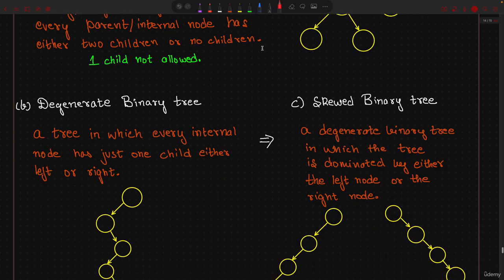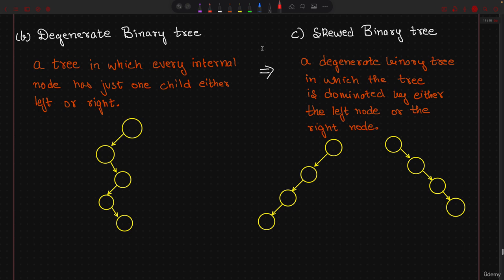The second one is the degenerate binary tree. Okay, a tree in which every internal node has just one child, either the left or the right. Okay, so what we have changed in this particular type of binary tree is that now just one child is allowed. So you can either have the child on the left or on the right. Okay, and the example is basically at the bottom of the definition, where each and every node is having just one child.